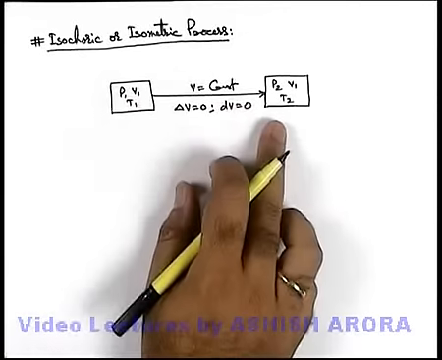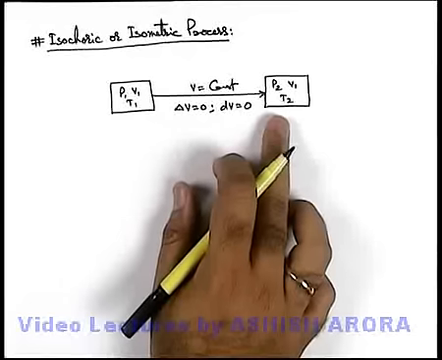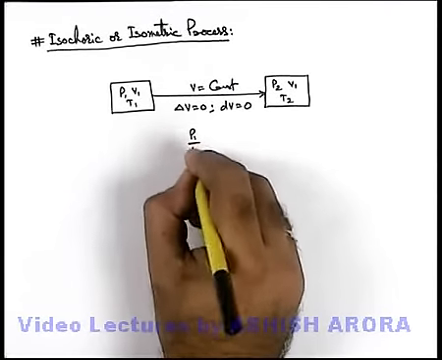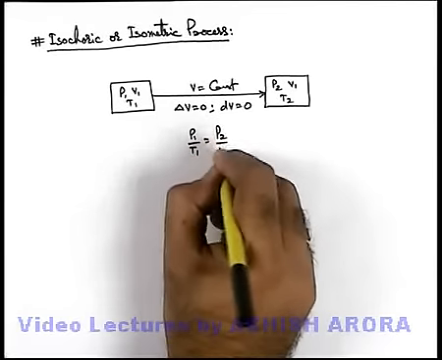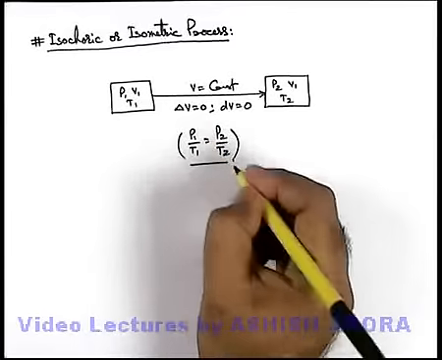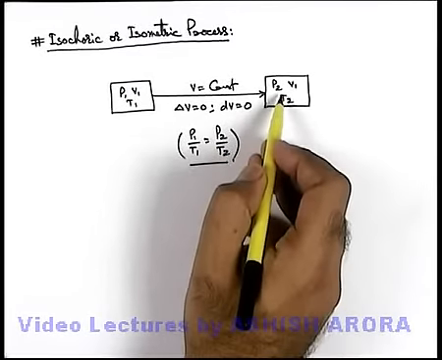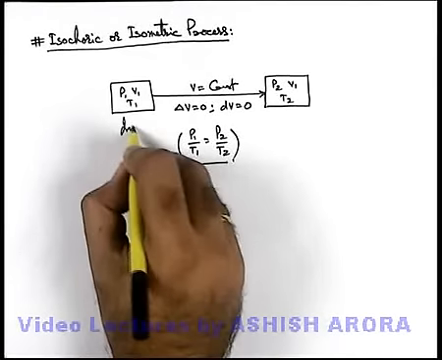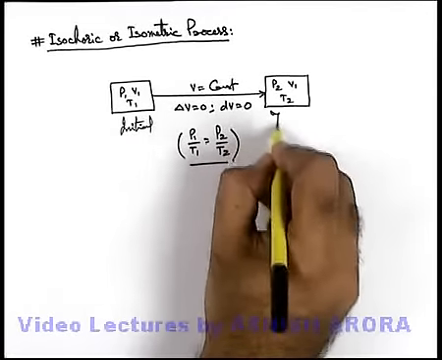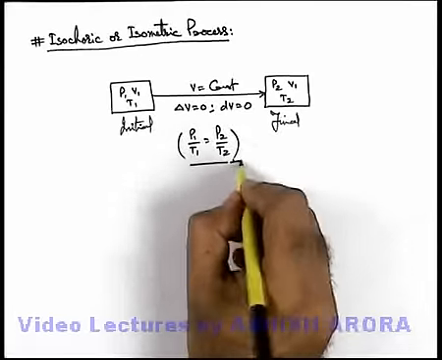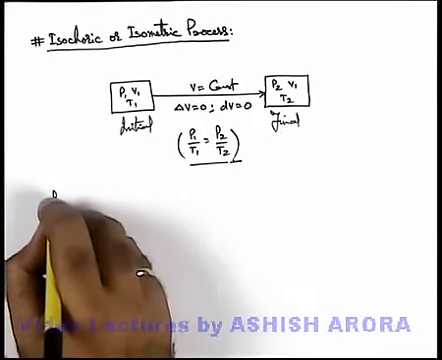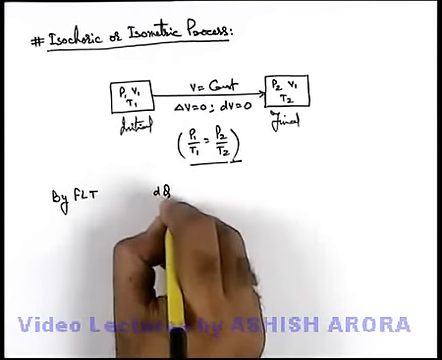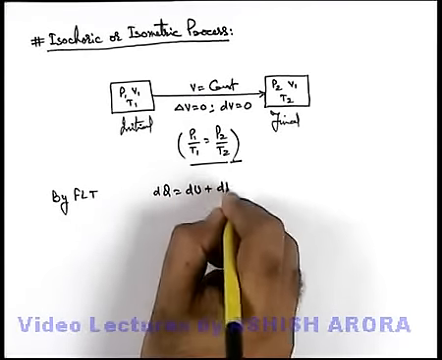And for the initial and final state, using mole conservation or the ideal gas law, we can relate that P1 by T1 is equal to P2 by T2, as volume is constant. So for relating the thermodynamic coordinates of the two states of gas between initial and final, you can use this relation. And by the first law of thermodynamics we have dq is equal to du plus dw.